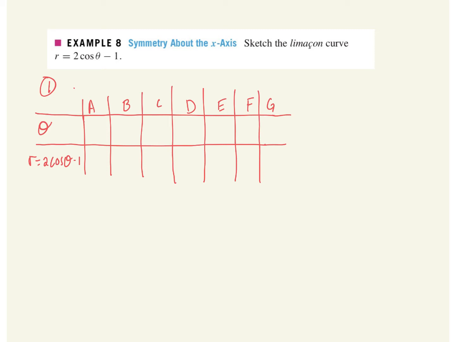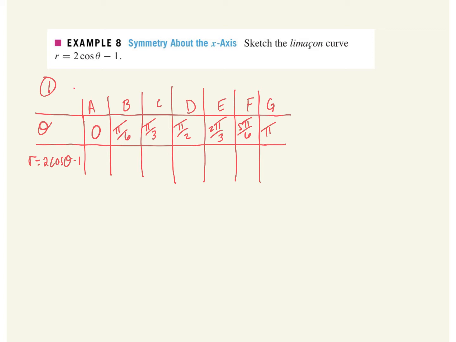Okay. So because the symmetry is going to occur with the way cosine works, I'm only going to evaluate 0 to pi. And then the reflection naturally will happen. So I'm going to look at 0, pi over 6, pi over 3, pi over 2, 2 pi over 3, 5 pi over 6, and pi. Some of them we can do mentally, some of them just go to the calculator, and that's fine.